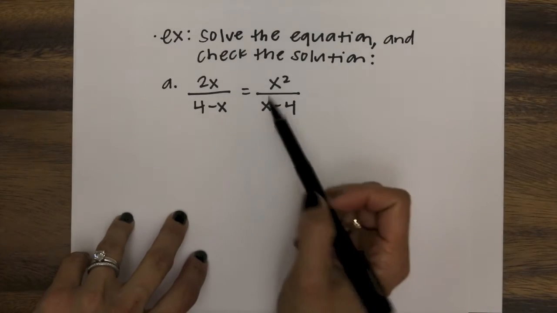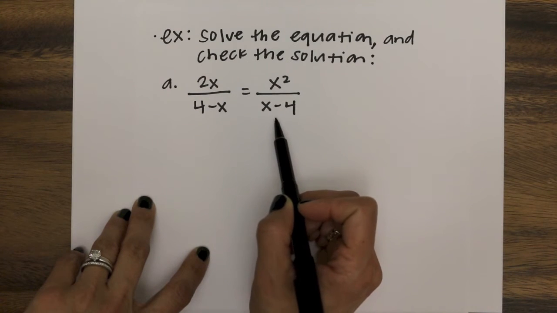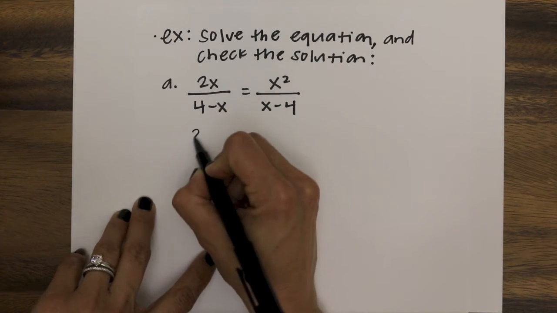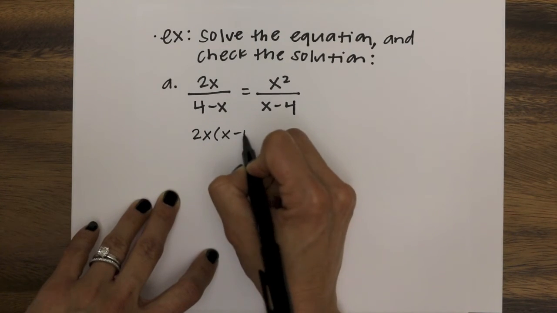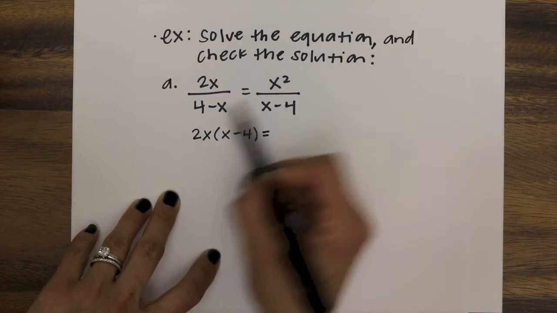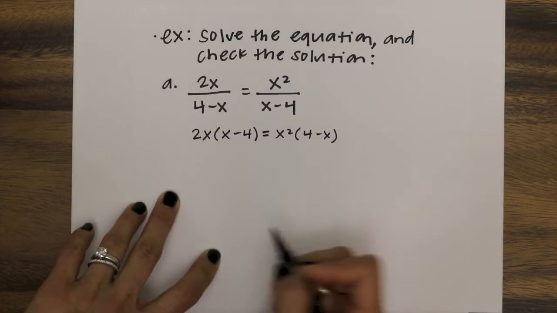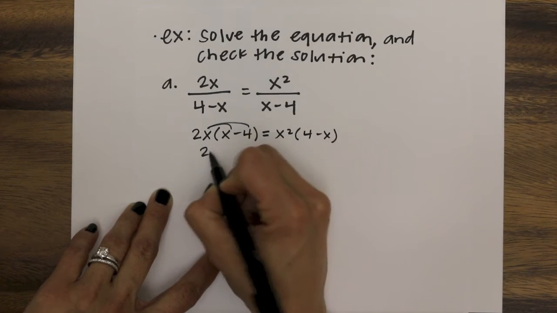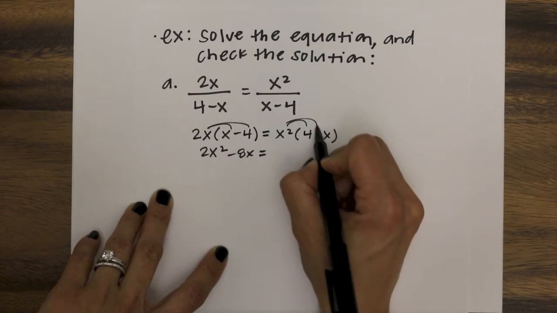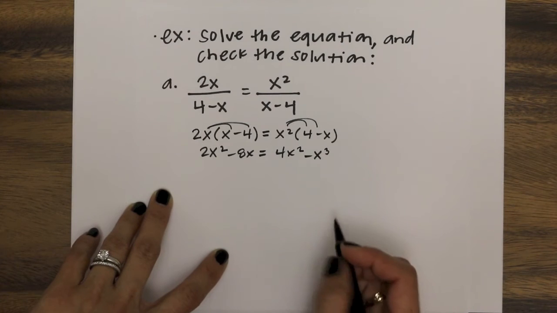This example says solve the equation and check the solution. So again, we have a proportion. When you have a proportion, you can cross multiply. So you're going to multiply across the equal sign. So we'll get 2x times the quantity x minus 4. We'll distribute that in just a second. When you cross multiply, you'll get x squared times the quantity 4 minus x. Now we can distribute. So we have 2x squared minus 8x. On the right side, we get 4x squared minus x cubed.